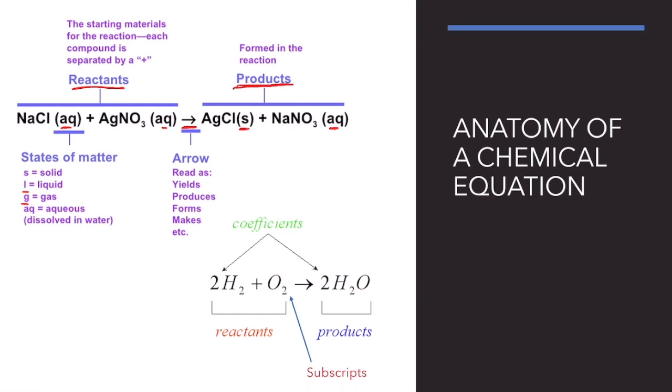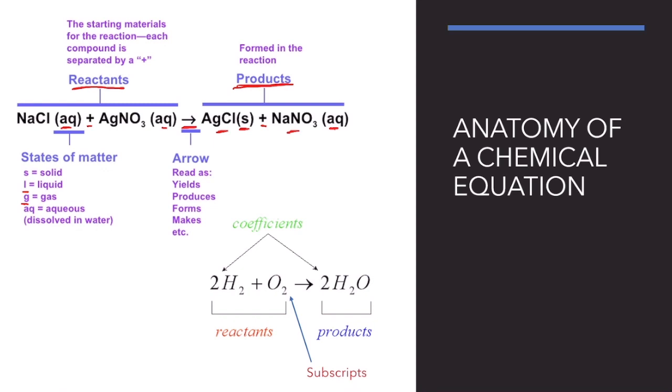When we're reading a chemical equation, we read these plus signs as "and." So sodium chloride and silver nitrate react to form, or yield, or produce, silver chloride and sodium nitrate.